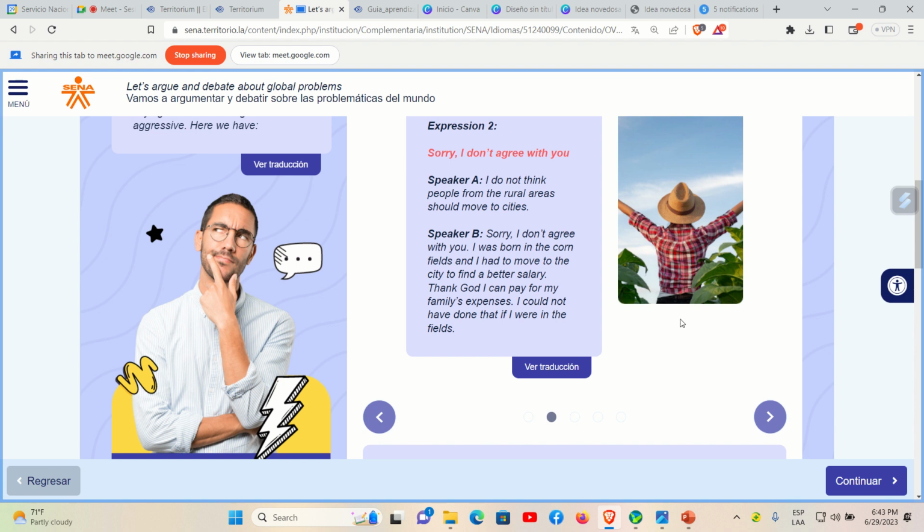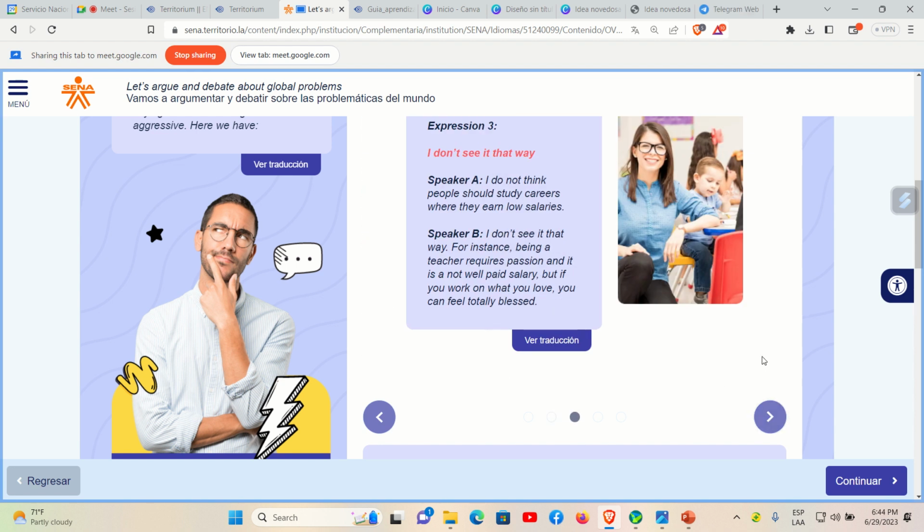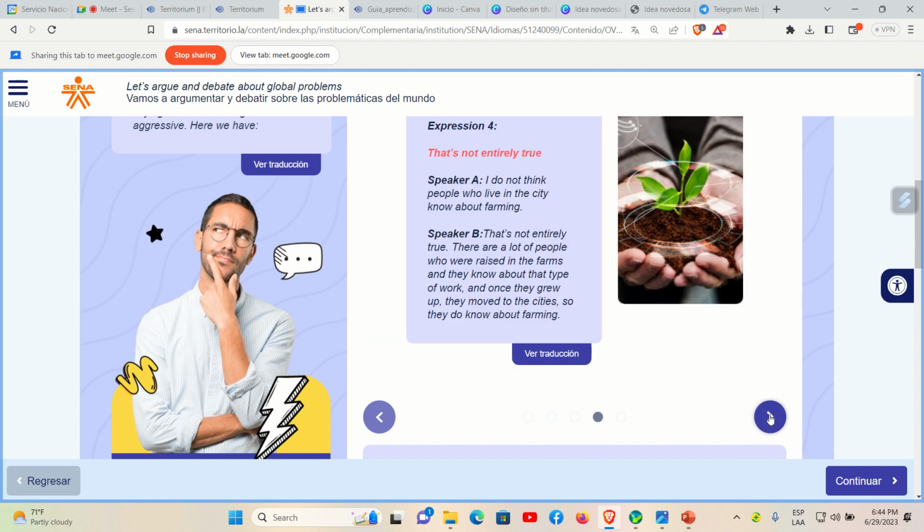Okay, is an opinion, right? I don't see it in that way. I do not think people should study careers where they earn low salaries. Speaker B: I don't see it that way. For instance, being a teacher requires patience and it is not a well paid salary. But if you work on what you love, you can feel totally blessed. So true. Okay, next. That's not entirely true.